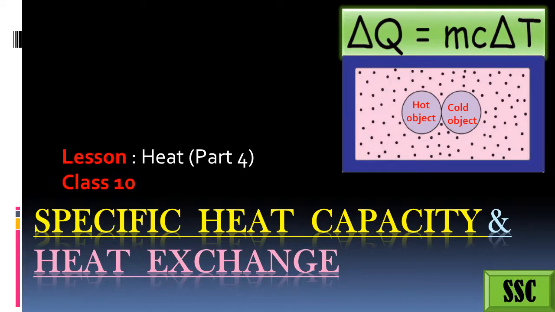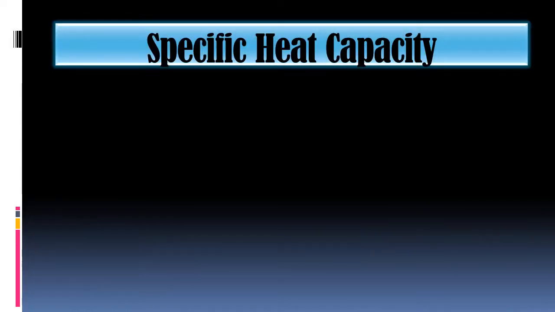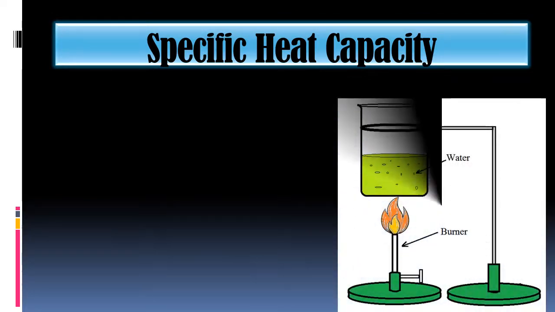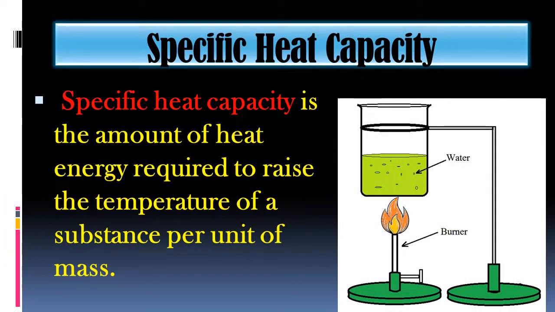So let's study. First, let's study about specific heat capacity. So what is it? Specific heat capacity is the amount of heat energy required to increase the temperature of a substance per unit mass. It means when we are heating a particular substance, the heat required to increase the temperature of the substance per unit mass is called the specific heat capacity.